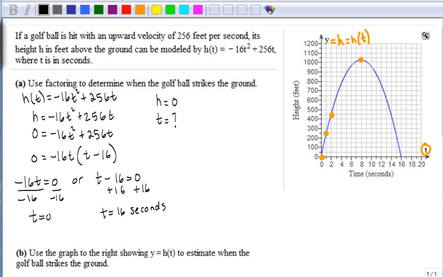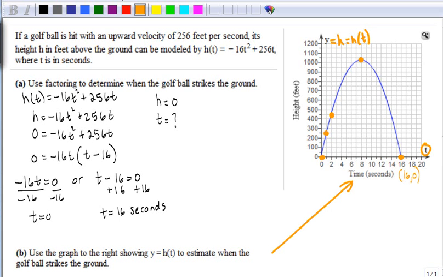And it says in 16 seconds, the ball strikes the ground. Which brings us to the second part. It says use the graph to estimate when the ball strikes the ground. If you look where it's going down here, it's at the 16, and that is the same answer. So you can see here, 16 is when it strikes the ground, and the height is 0. That point is 16, 0. So it's when it strikes the ground. So that is how you do part B.